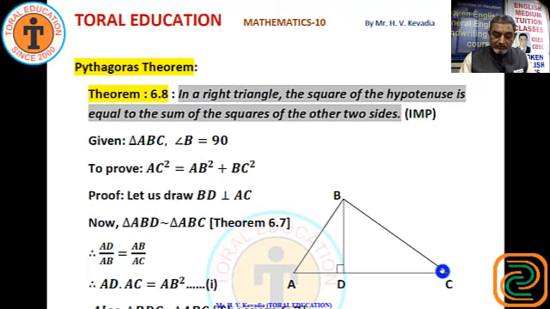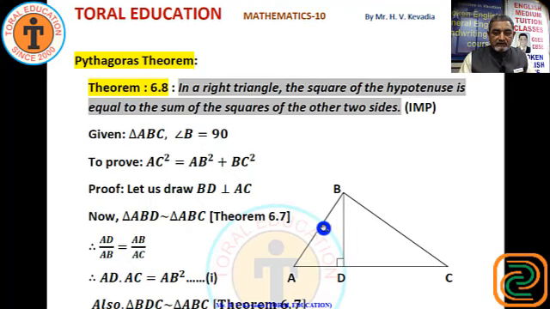This thing is to be remembered by you. So what happened? AB will go there, AB into AB means AB square, and AC will go there to AD, then AD into AC. AD into AC equals AB square. Result number 1. We have taken this whole triangle and the smaller triangle ABD.